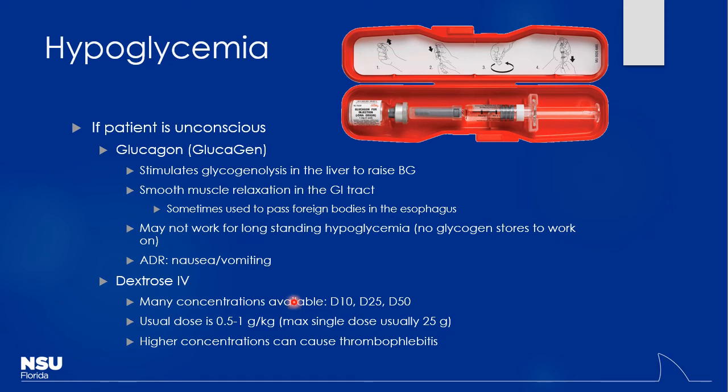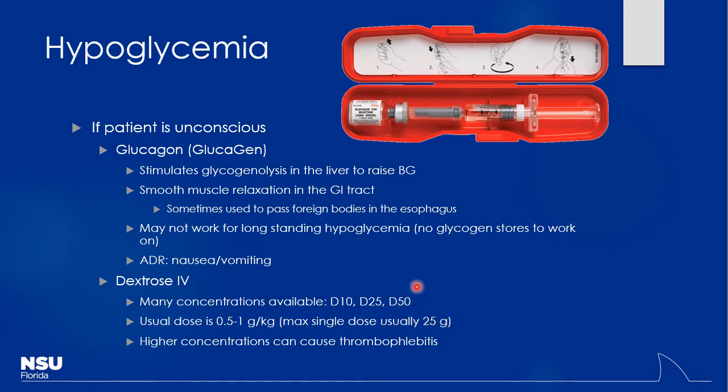So D10 is 10% dextrose, right? Remember what I said about percentages and how you figure out the actual milligram per ml concentration? You just move the decimal place one over to the right. So for D10, it's 100 milligrams per ml of dextrose. That's important when figuring out what dose to give, especially to a child, because normally the dose is between 0.5 and 1 gram per kilogram. Usually that equals out to about 25 grams for adult patients.